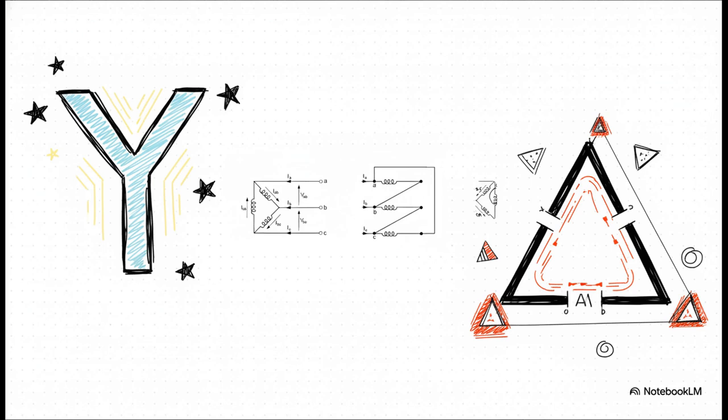On the flip side, the delta configuration forms a closed loop. Here, the line voltage and phase voltage are exactly the same, but the line currents split and end up being higher than the phase currents.